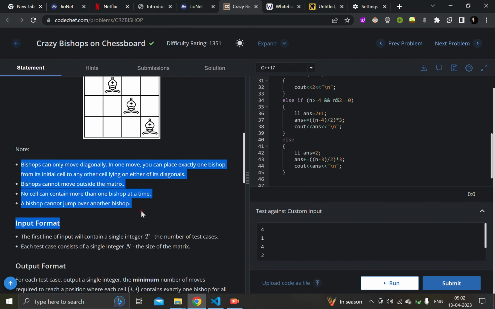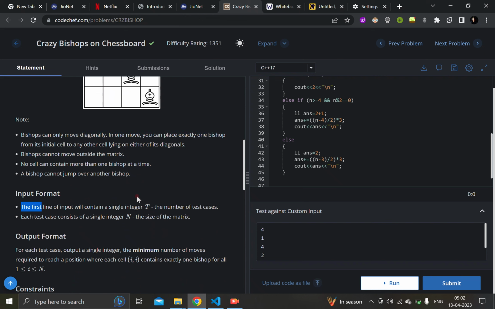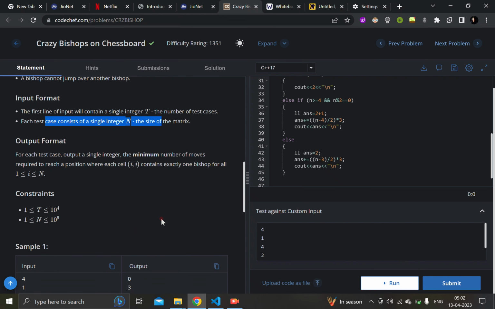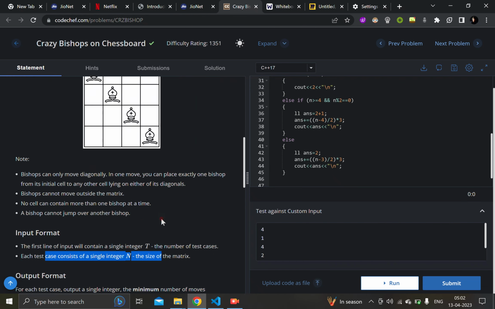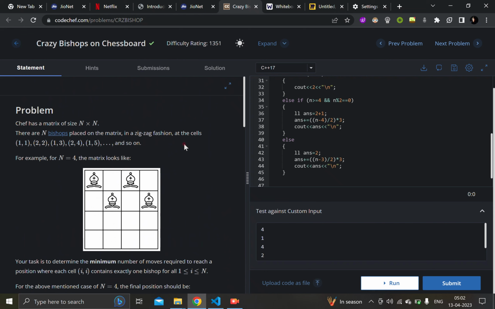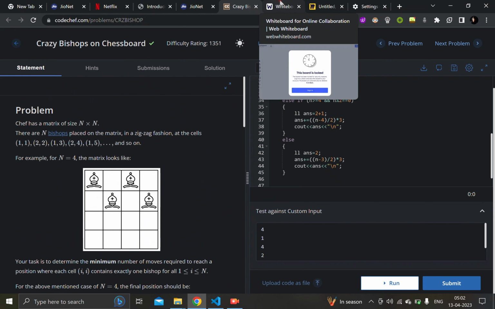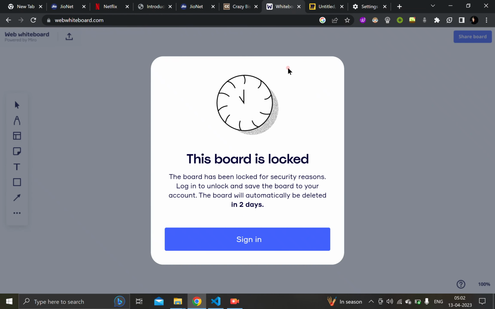It's given the rule how the bishop can move, and what's the input format. There will be t test cases. For each test case, we are given n, and for that we have to print the answer. So it's a more or less observation based problem. Let me walk you through my solution and how I approached it.